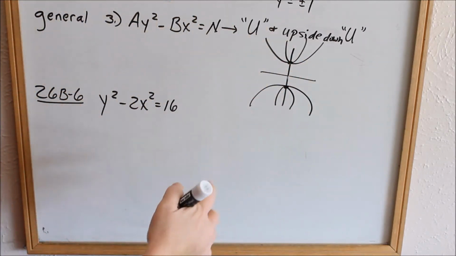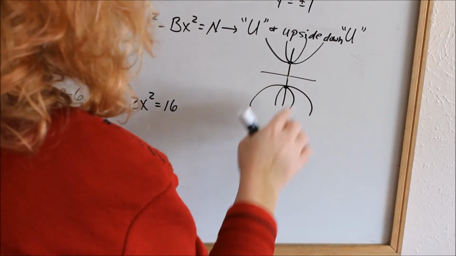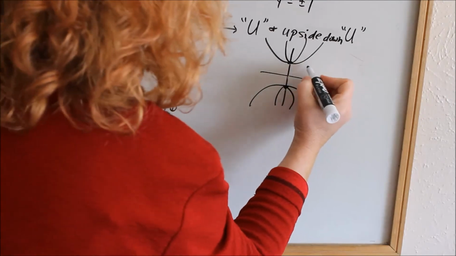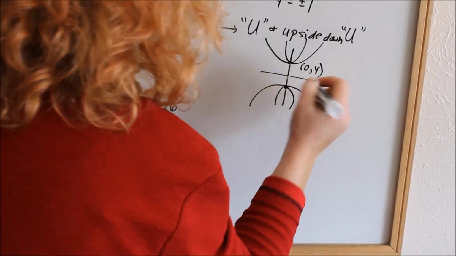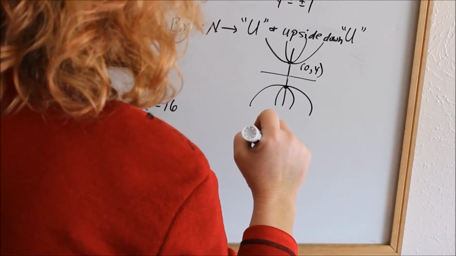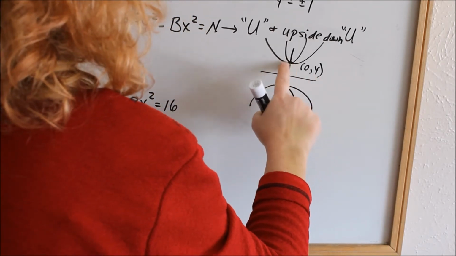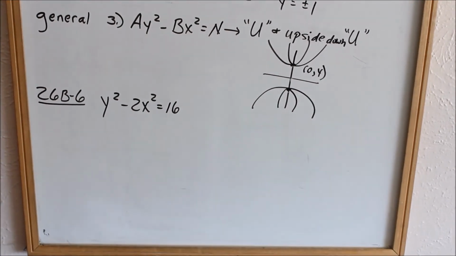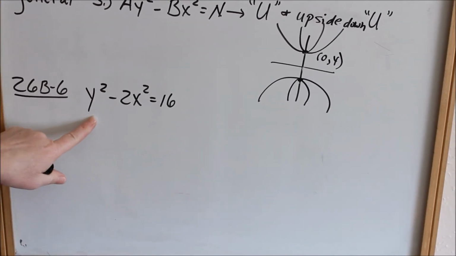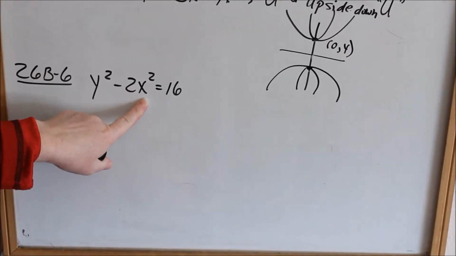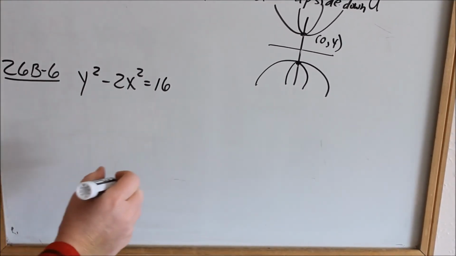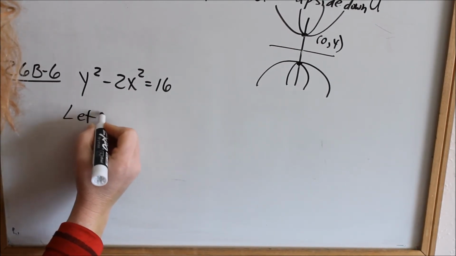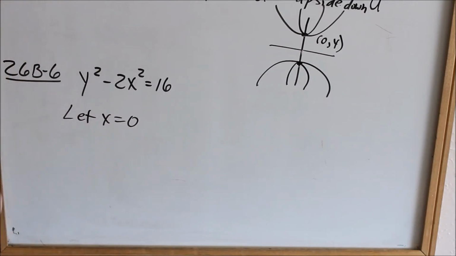You plot more points to look more specifically at what it's doing. But it's important to find out where it crosses the y-axis. Where it crosses the y-axis, our x-coordinate is 0. So we want to let x equal 0 in our equations to figure out what this point is. So let's look at one of these, 26b6. Since we have our y squared term first, this tells me it's going to be a U and an upside down U. So in order to find out where I'm crossing the y-axis, I have to let my x equal 0, because on the y-axis, my x-coordinate is 0.